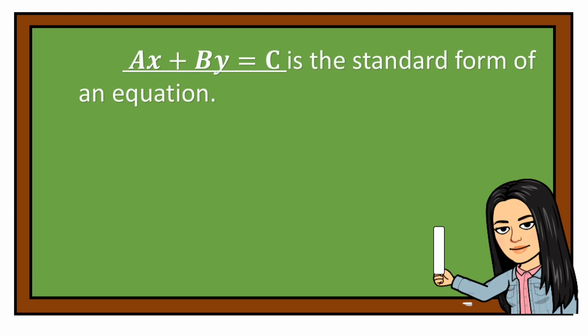Ax plus by equals c is the standard form of an equation. Example, 4x plus 5y equals 1. In the given example, our a is equal to 4, our b is equal to 5, and c is equal to 1.